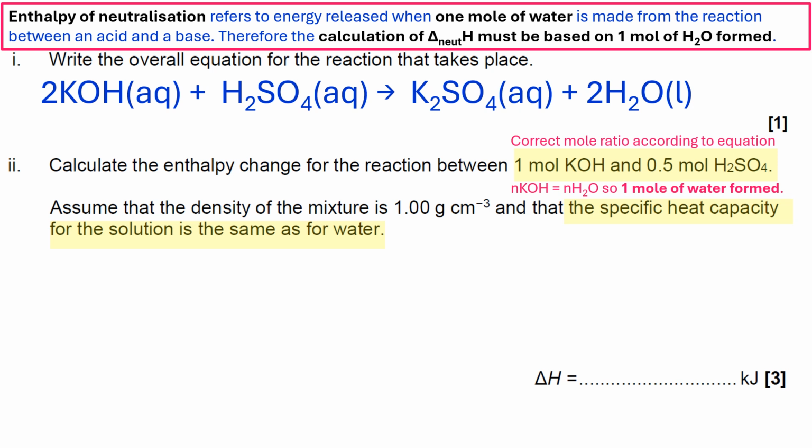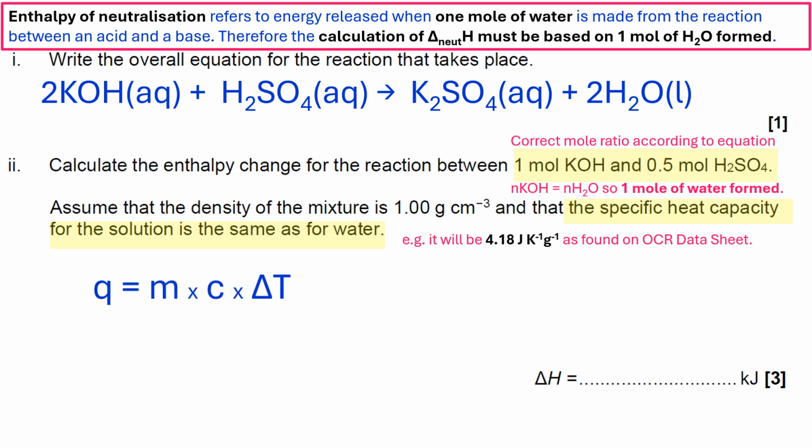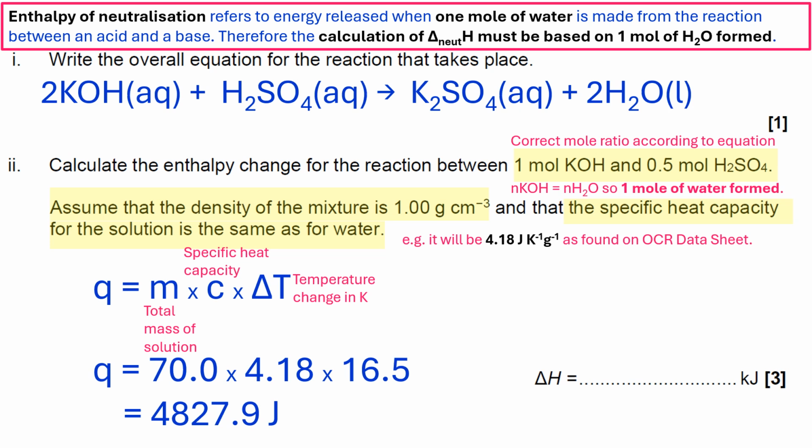The specific heat capacity for the solution will be the same as for water, so it will be 4.18 joules per Kelvin per gram, as you can find on the OCR datasheet that you would get with any assessment like this. So we're putting in Q equals mc delta T. The total mass of the solution, if you remember, we did a little visualization of this in a previous slide. That's 2 sets of 35 centimeters cubed. Obviously the density of the mixture is 1 gram per centimeter cubed. The specific heat capacity is 4.18, and the delta T is the temperature change in Kelvin that we looked at a little bit earlier as well.